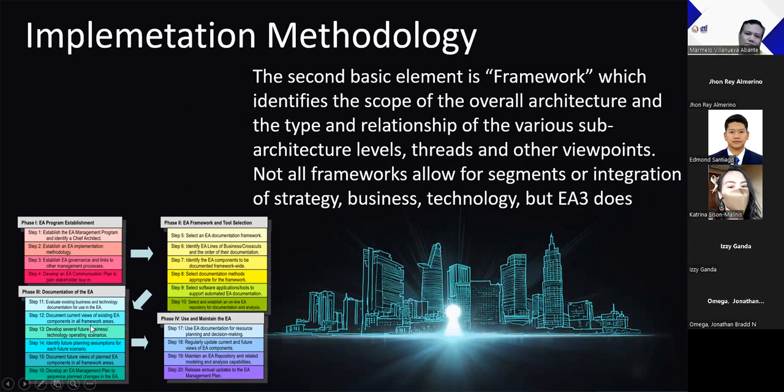So let's proceed to phase 4, use and maintain the EA. Use EA documentation for resource planning and decision making. Regularly update current and future views of EA components. Maintain an EA repository and related modeling analysis capabilities. Release annual updates to the EA management plan. So in phase 4, here the implementation that we do is integrated through the use of decision making by the different departments in a specific business.